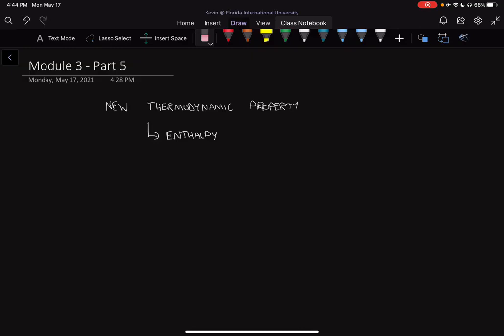Enthalpy is denoted by the letter H. Just so everybody knows, enthalpy is H, and specific enthalpy is written as a lowercase h. Now, in order to derive this, we're going to take an example problem and work out how we come up with the term enthalpy and why it's useful to have enthalpy.